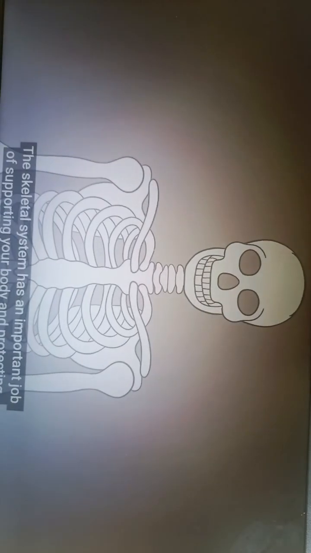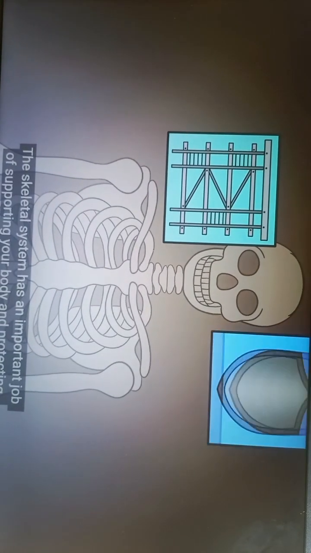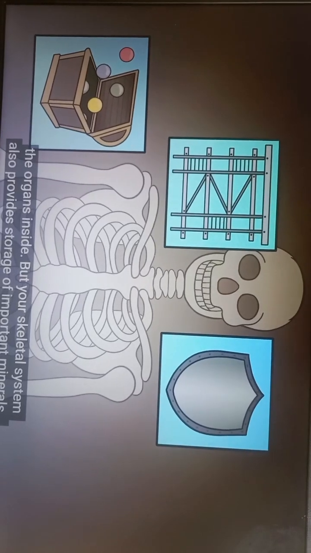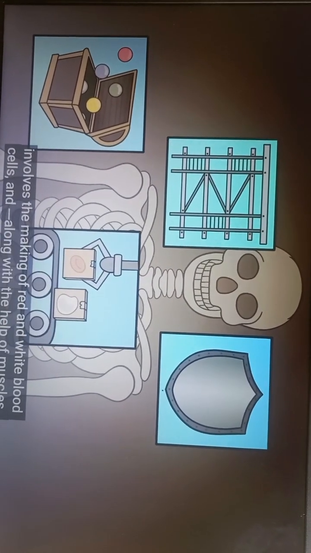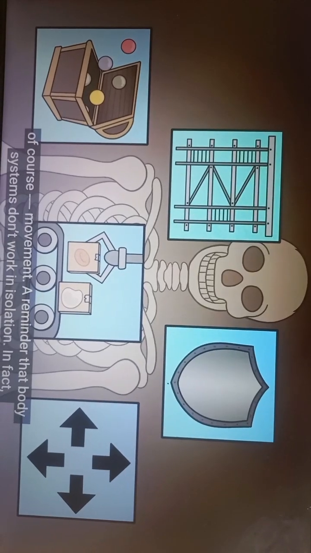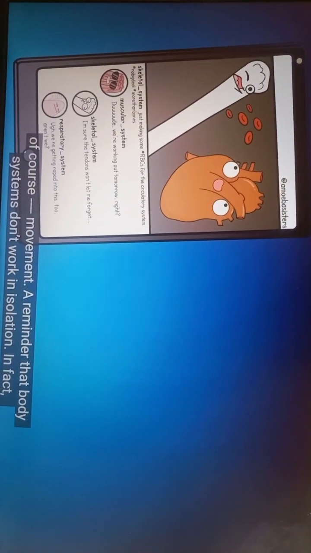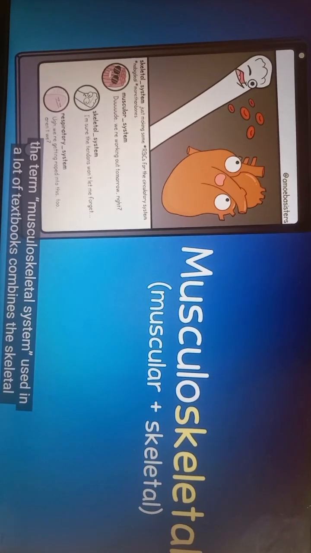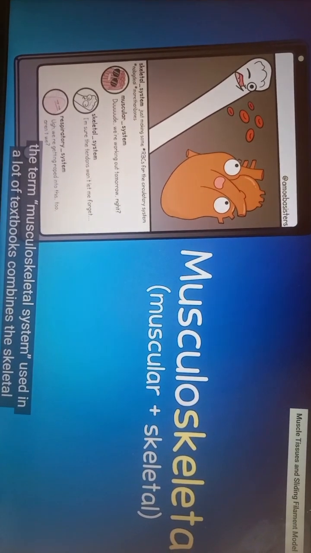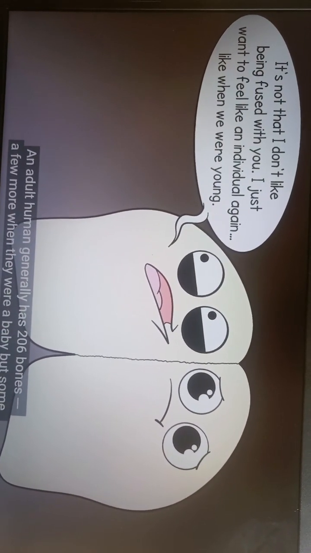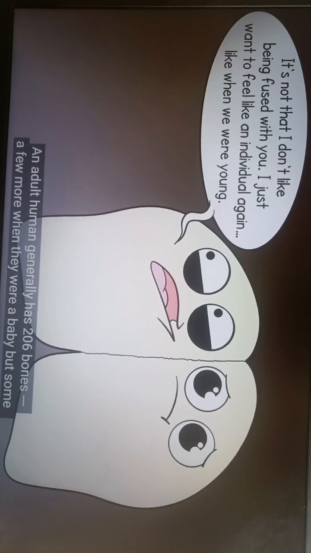The skeletal system has an important job of supporting your body and protecting the organs inside. But your skeletal system also provides storage of important minerals, involves the making of red and white blood cells, and, along with the help of muscles, of course, movement. A reminder that body systems don't work in isolation. In fact, the term musculoskeletal system, used in a lot of textbooks, combines the skeletal system with the muscular system, highlighting their work together. An adult human generally has 206 bones. A few more when they were a baby, but some of the bones fused together by adulthood.